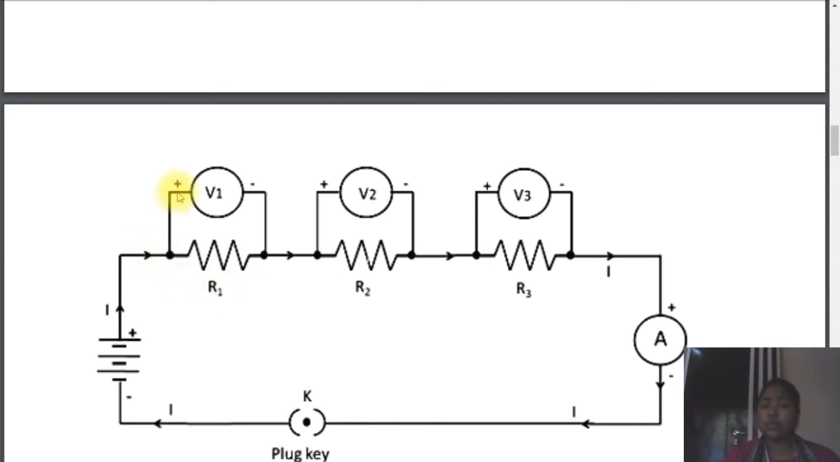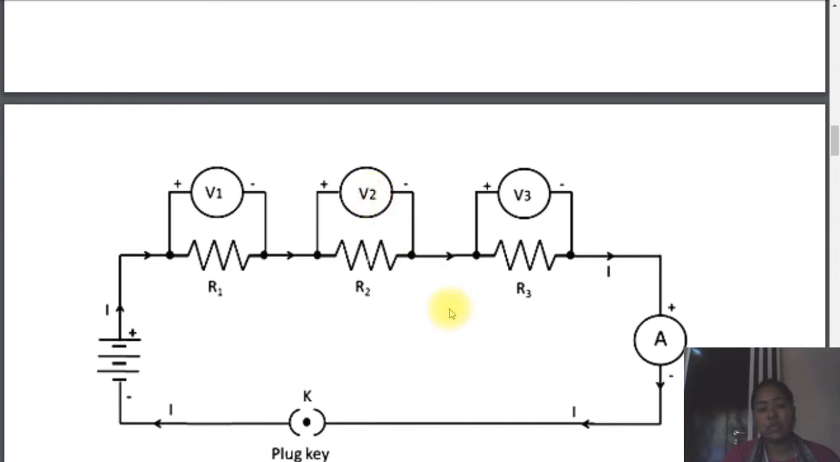So when we observe the value of the potential here, it will have some value V1. Now in the second step, the voltmeter is connected across R2. Again we close the circuit, current will flow, and we calculate the value of the potential across R2. This gives us some value V2.